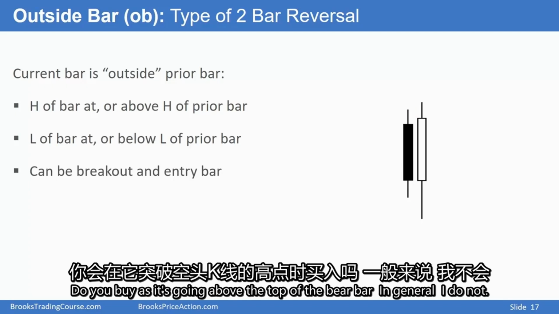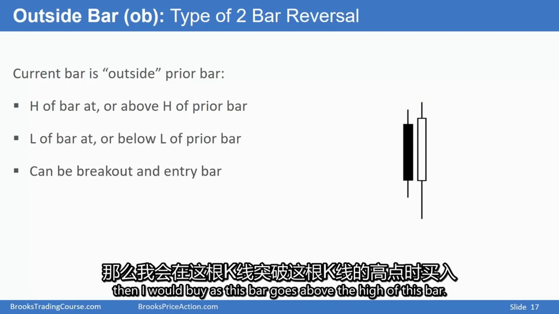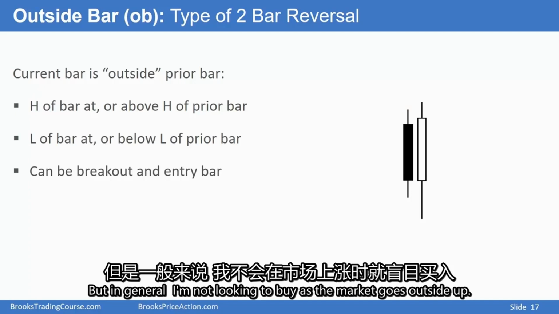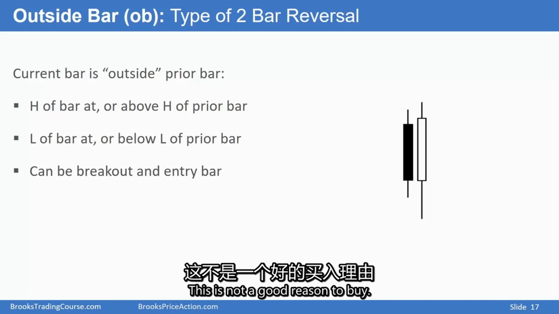Do you buy as it's going above the top of the bear bar? In general, I do not. If this was a good buy signal bar and we went outside of it and above its high, then I would buy as this bar goes above the high of this bar. But in general, I'm not looking to buy as a market goes outside up. The context has to be good, and the prior bar has to be a good reason to buy. This is not a good reason to buy.